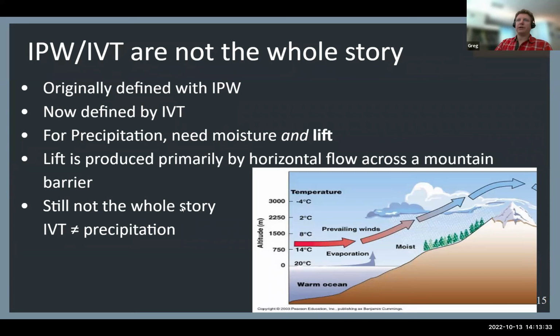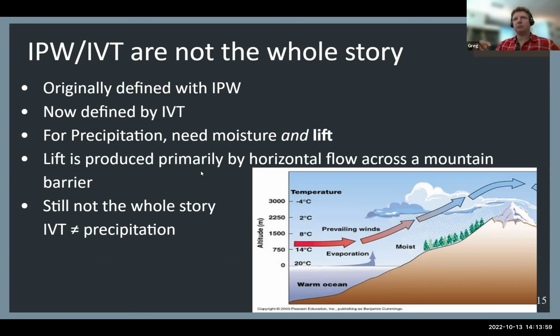But even then, that's still not the whole story. You might have other considerations like atmospheric stability, the angle of incidence at the coast. So if you have an atmospheric river that's hitting the mountains at a fairly perpendicular direction, you're going to get more rain out of it than if it's intersecting the mountains at an acute angle.